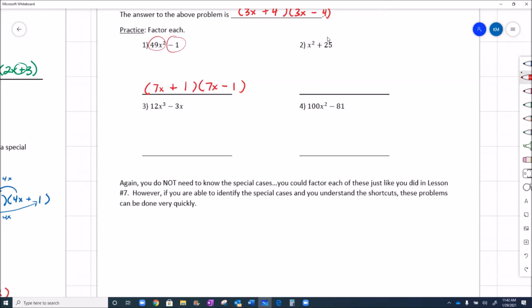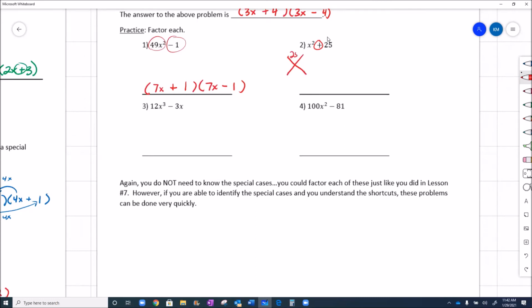Number 2, we have x squared plus 25. You should notice really quick, hey, this is a plus 25. We can't do it the same way. So it's not a special case. We would have to try our Xbox method. I'll show you this one here.